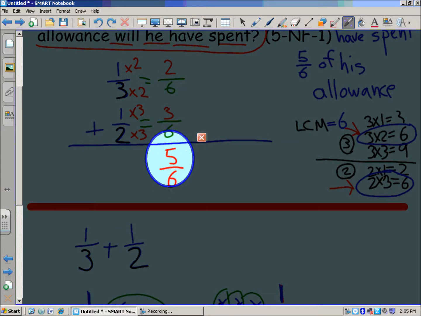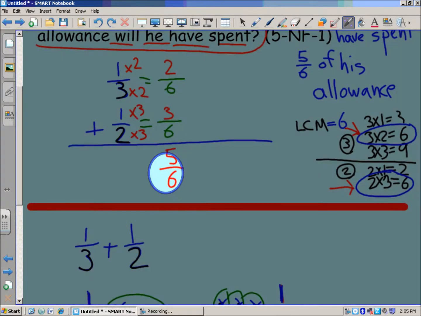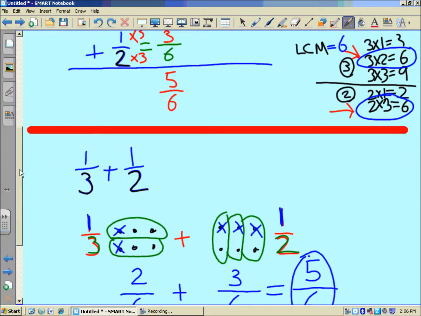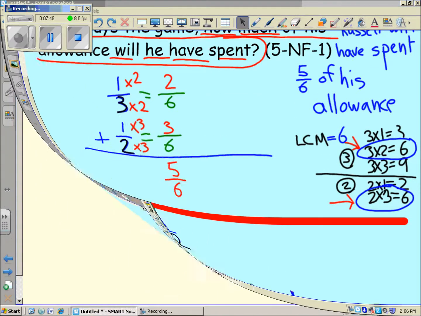Yep, there it is. We originally got 5/6 that he spent out of his allowance, and we have 5/6 again. So there's the answer to that problem. Now we'll take a look at problem number 2.